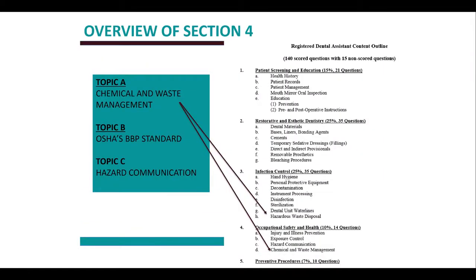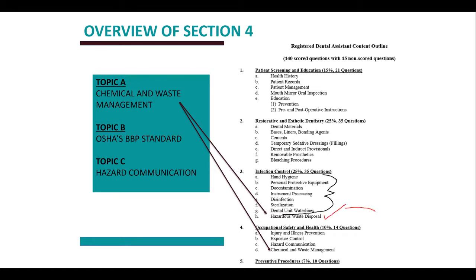Let me just give you a quick overview of these 3 topics we're going to do here in this section. As you'll notice here on the right hand side, it's a copy of the Dental Board's outline for the RDA exam, and I'm using that as a reference to our sections and our topics. Thinking back to the infection control, remember you had topics A through G, and we finished here with topic G. Notice that there is an H in infection control, which was hazardous waste disposal.